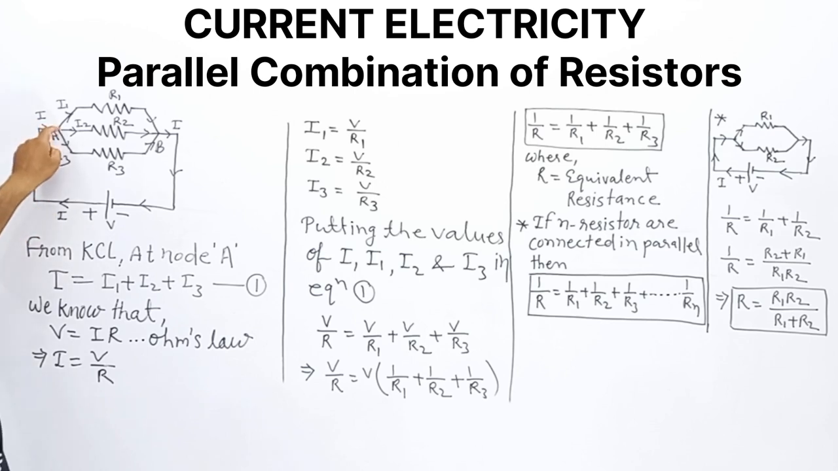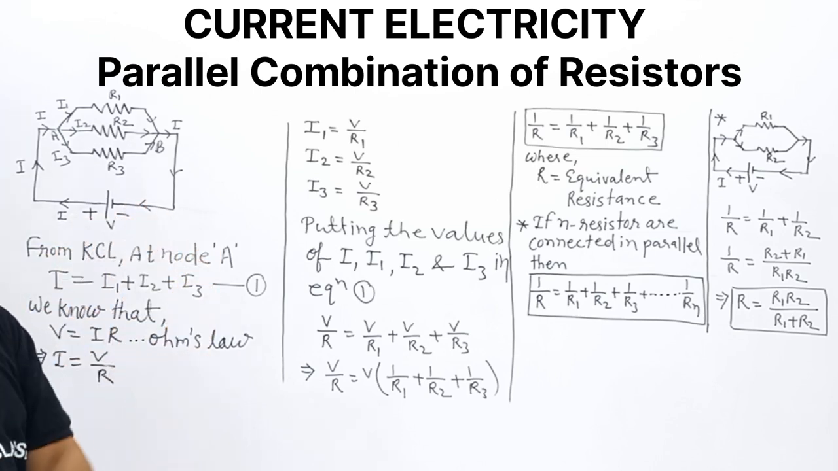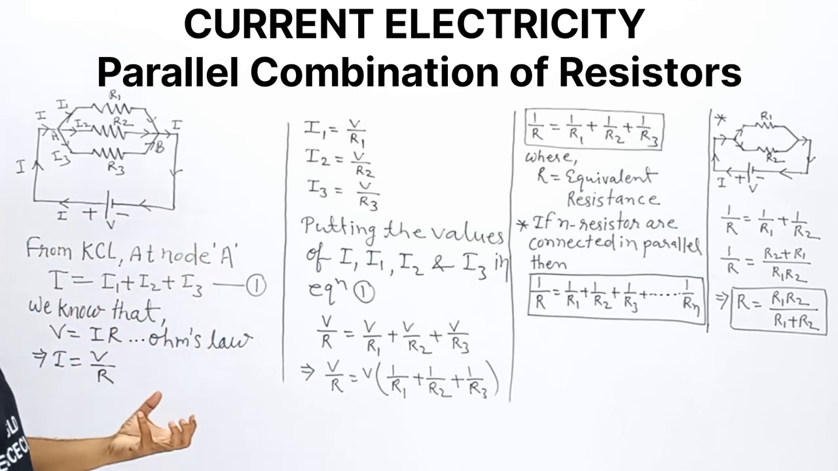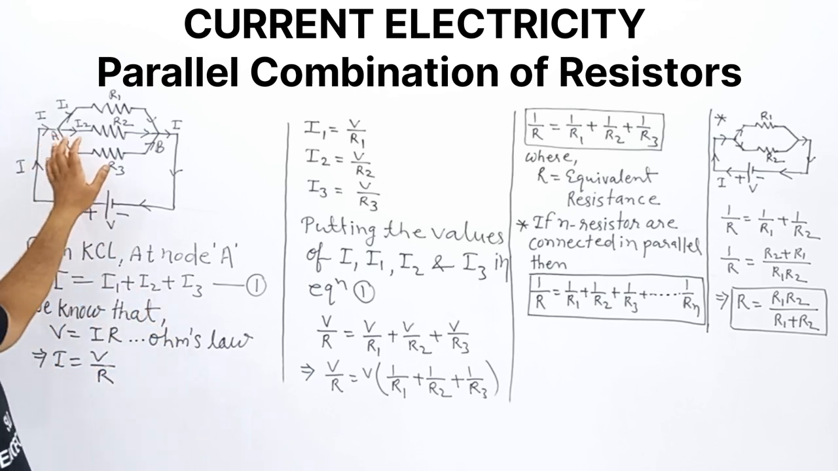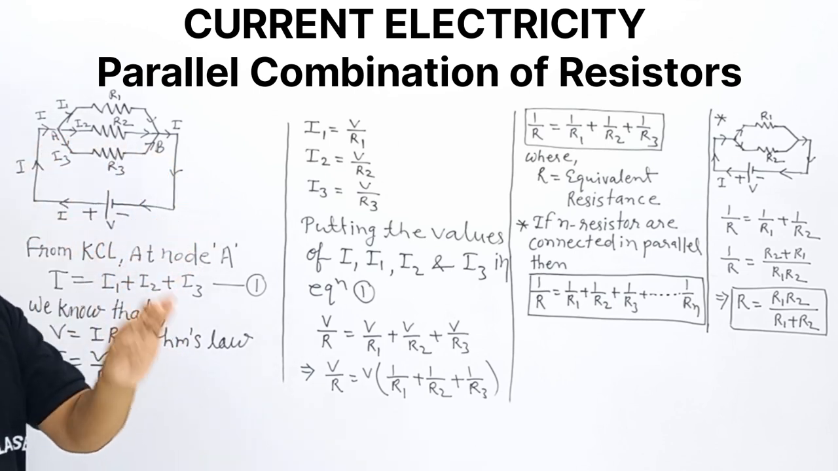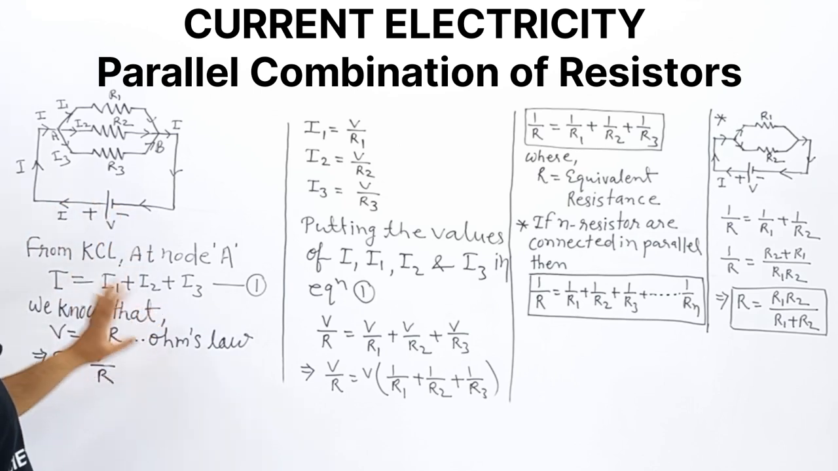Incoming means current I is coming to this node, and I1, I2, I3 are going from this node. So on one side we write incoming current and on the other side outgoing current. And this is Kirchhoff's current law. A node or junction is where two or more branches intersect at a point. That point is called a node or junction. Clear?